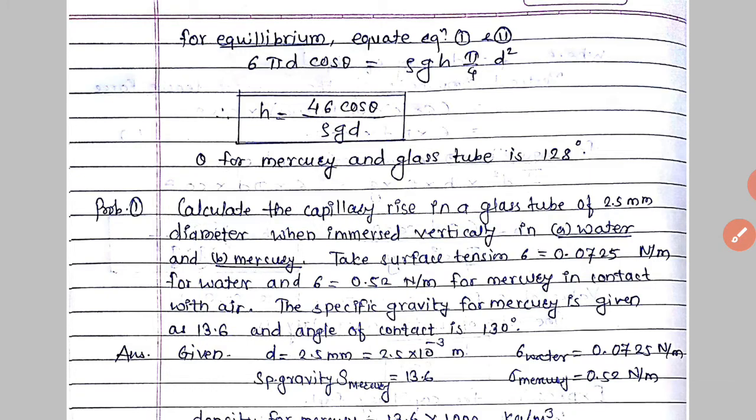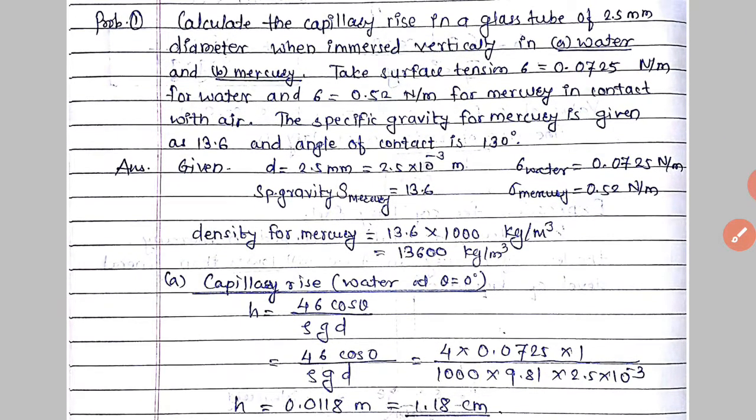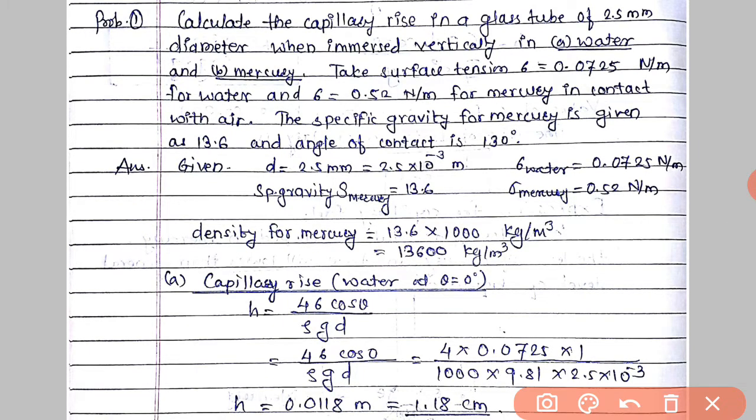So first write down the given quantities. See here what is given. The diameter is given, diameter equal to 2.5 mm. So we have to convert this diameter into SI unit, that is 2.5 into 10 raised to minus 3 meter. We have to convert all quantities into meters for the calculation purpose. So sigma for water is given as 0.0725 Newton per meter, and sigma for mercury is 0.52 Newton per meter, and specific gravity capital S for mercury is 13.6.